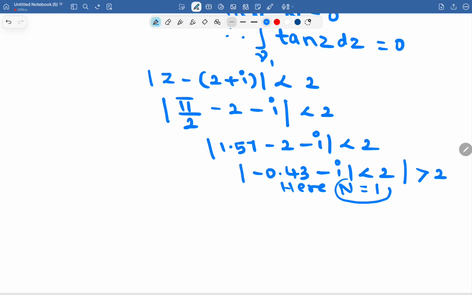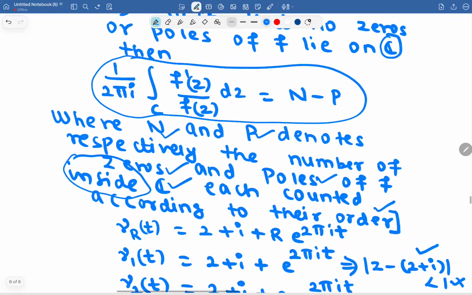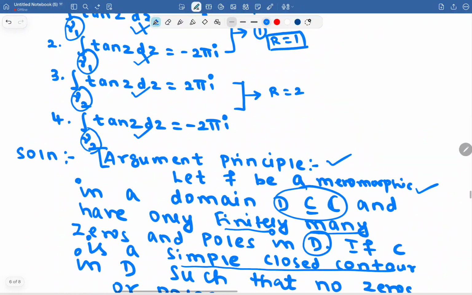Therefore n equals 1, p equals 0. Therefore the integral over gamma with radius 2 of tan z dz equals minus 2 pi i times (1 minus 0), which is equal to minus 2 pi i. The third option is the wrong option. The fourth one is the correct option.